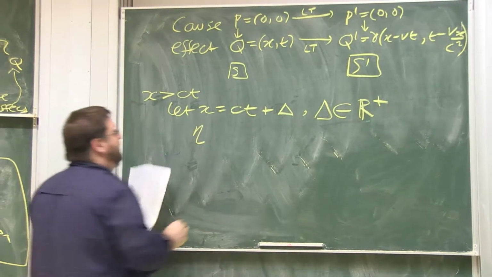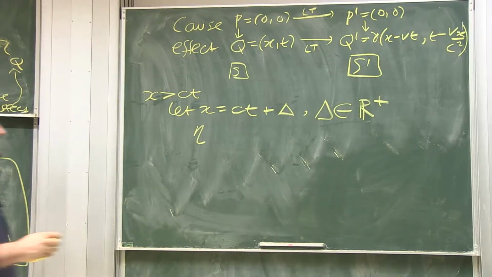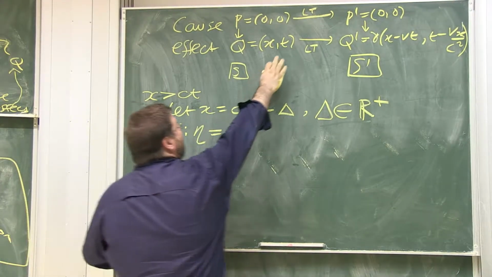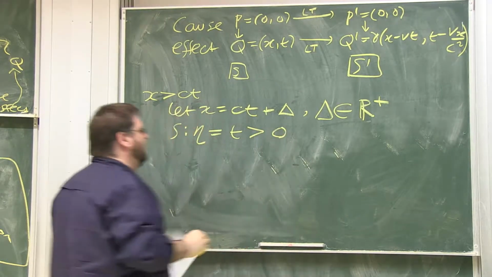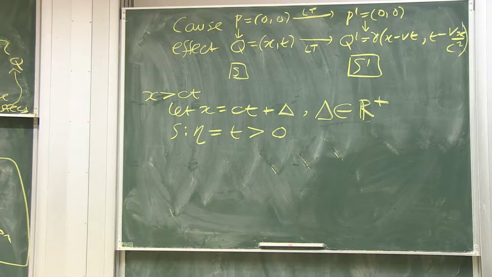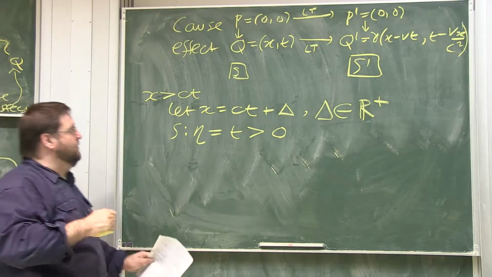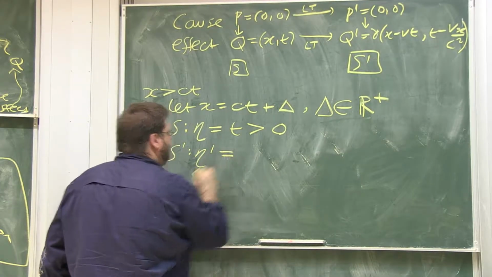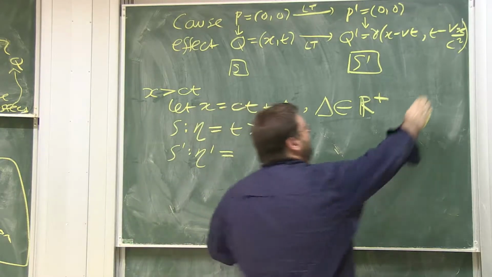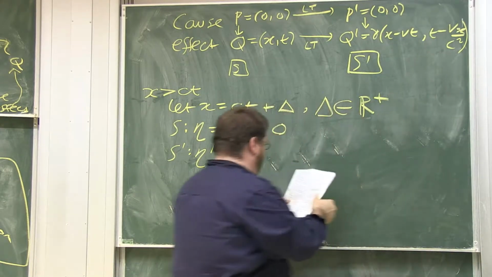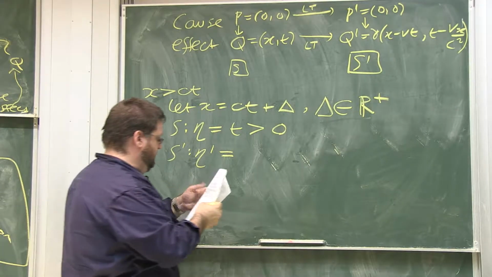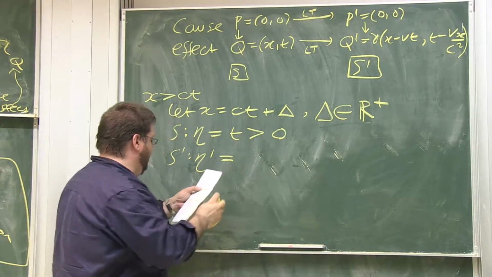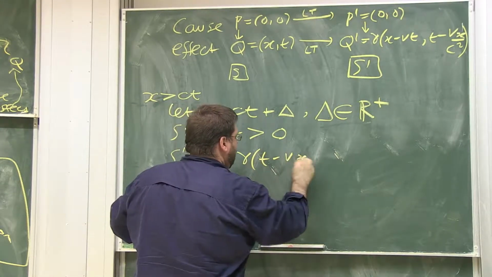Now, let eta be the time difference between the two events, according to S. And the time difference between the two events, according to S, will be t, which by assumption is greater than naught. As far as S is concerned, P is the cause and Q is the effect. x doesn't equal naught, t is greater than naught. We now transform to S prime to get the time difference eta prime, which is going to be gamma into t minus vx on c squared.